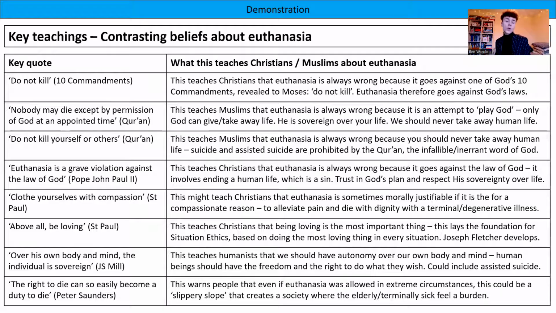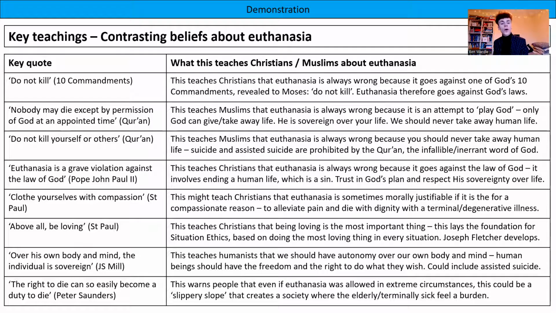Our next one is from the Quran. Nobody may die except by permission of God at an appointed time. This teaches Muslims that euthanasia is always wrong because it is an attempt to play God. Only God can give or take away life. He is sovereign over all human life. And so we should never take away human life.